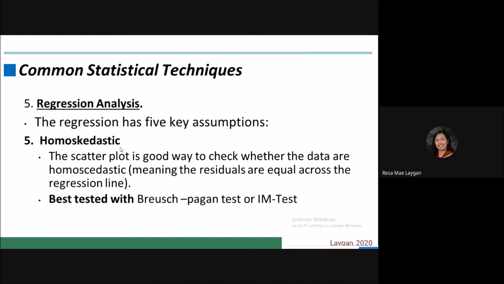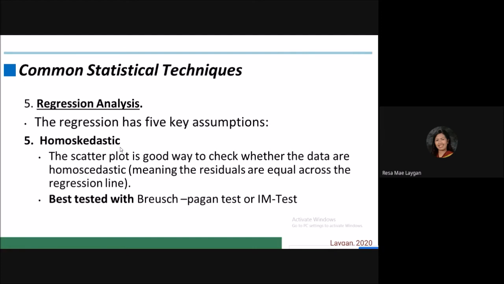and the IM test. So in homoscedasticity, it describes a situation in which the error term, or the random disturbance in the relationship between the independent variables and dependent variable of your model, is the same across all values of the independent variables.